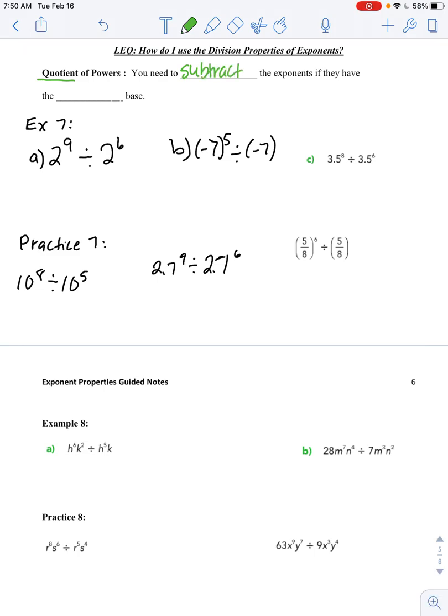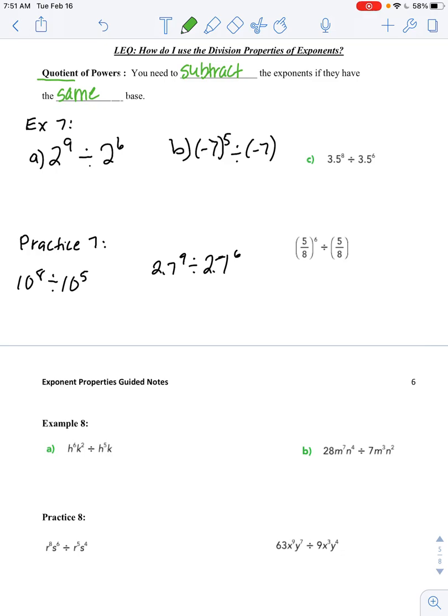the exponents if they have the same base. Okay, so these are all going to be division and you're going to need to subtract your exponents as long as the bases are the same. So for each one of these, we're going to set them up horizontally versus vertically so you could actually see what's going on. Okay, so we have A, 2 to the 9th divided by 2 to the 6th.